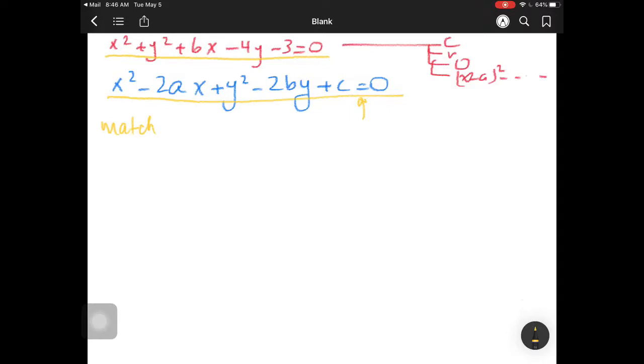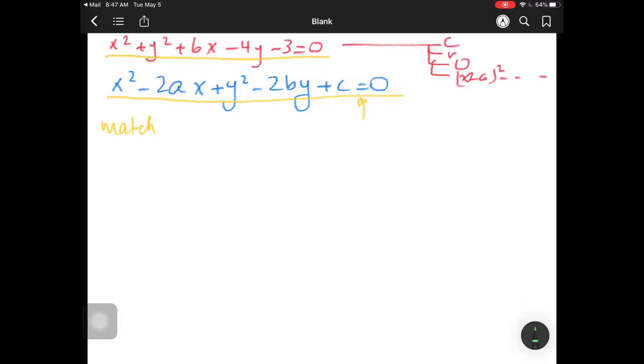In this method you have to memorize a few things and you would reach your answer quickly. In the other method, which is completing the square, the good thing about it is that you don't have to memorize anything, but you have to go through a few steps. So the first thing you need to do, as I said here, is to match.